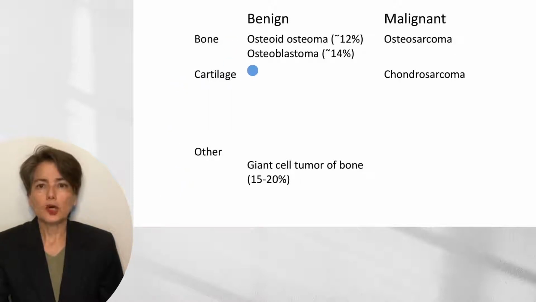So osteoid osteoma and osteoblastoma are really two ends of a spectrum. They're very closely related, and together they account for about 26% of benign bone tumors. Giant cell tumor of bone accounts for another 15 to 20%. So by looking at these entities, we're covering a fair amount of what you need to know for benign bone. And then osteosarcoma is obviously the most common primary malignancy of bone, and chondrosarcoma is the second most common matrix-producing tumor. So, they provide a really nice compare and contrast.